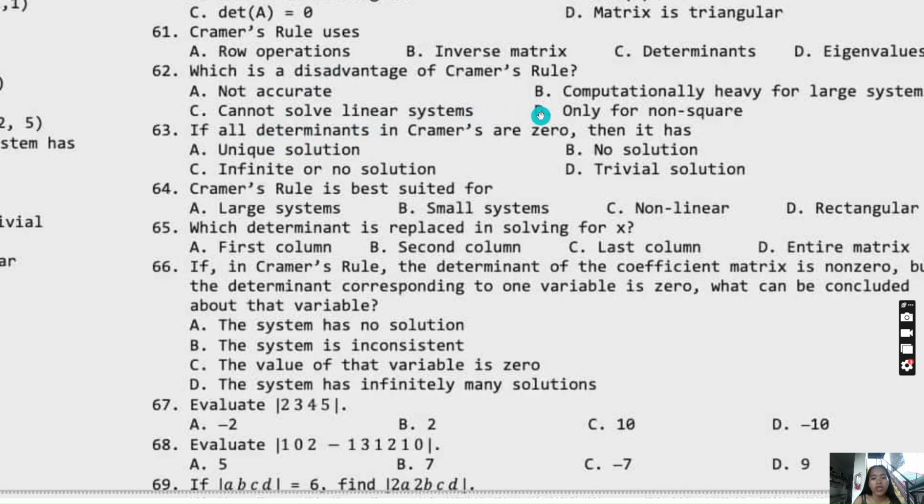Computationally heavy for large systems. So unlike Gauss-Jordan elimination, Cramer's rule is not really that efficient when it comes to large systems.